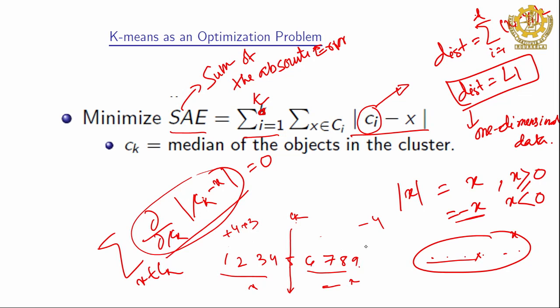So ultimately what you get is that this represents the median of the distribution. The median of the distribution, if you take the multidimensional case, is nothing but the centroid. Next, we will talk about something to speed up the k-means clustering algorithm.